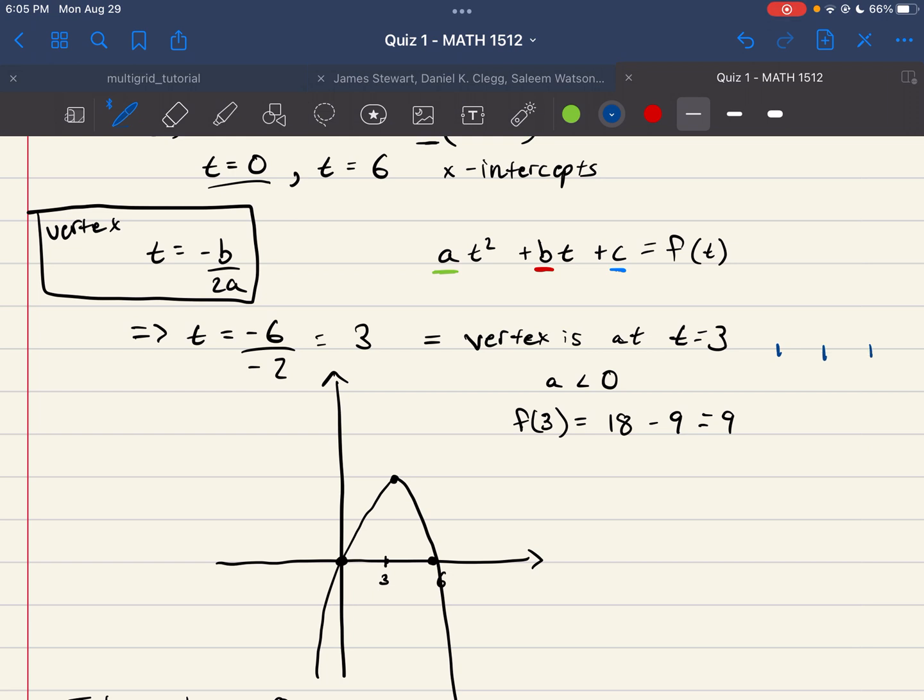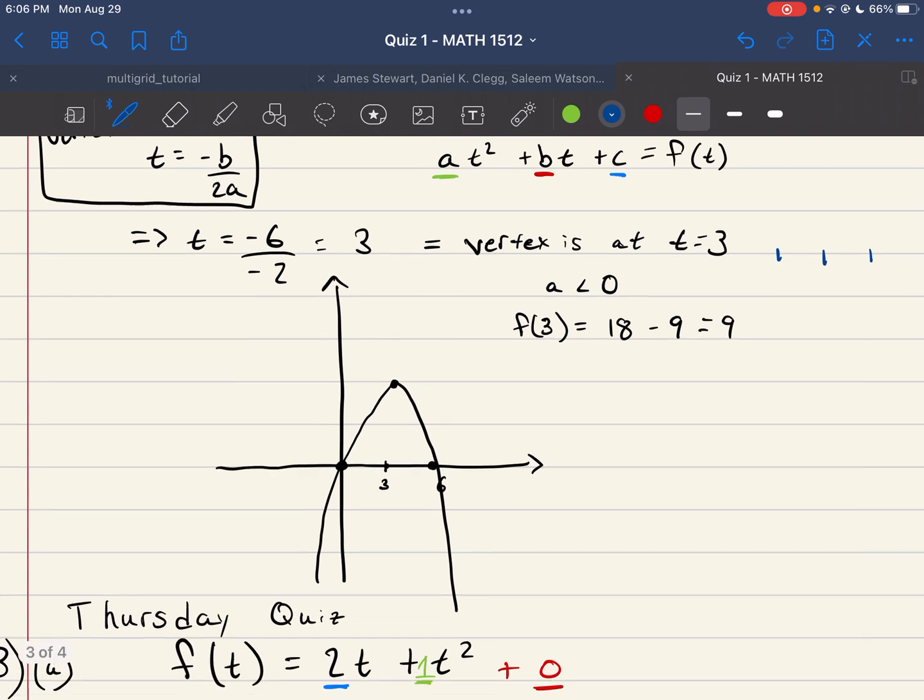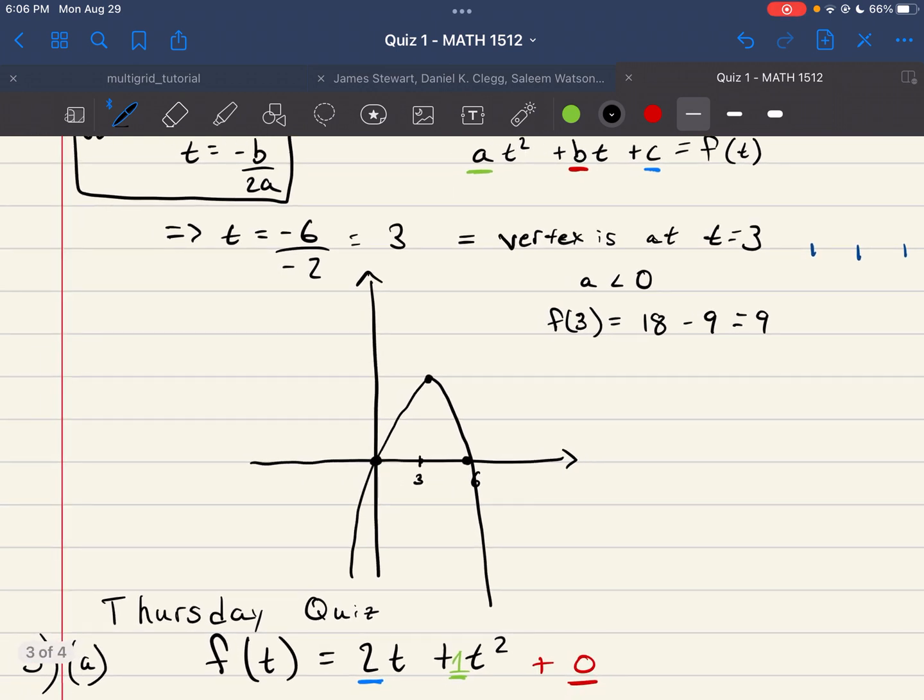It should be exactly halfway in between because our parabola is symmetric. So we have a vertex at t equals 3, and then we know that f of 3 is equal to 9. So this is our point (3, 9). We got our two x-intercepts at 0 and 6, and we have an upside down parabola because we had a negative a value. So this is important. This tells us that it's concave down.